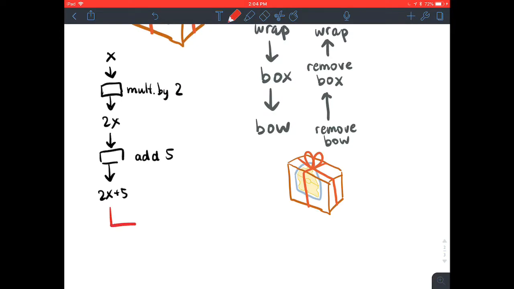So if this goes into our inverse function, first we need to subtract 5. Then we'll be left with 2x. Then we will need to multiply by 1/2, or divide by 2. And what will come out of this is x.